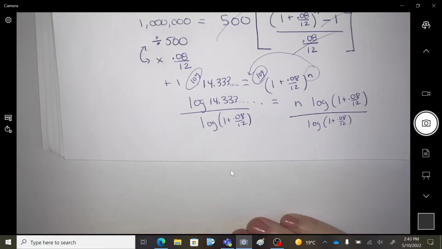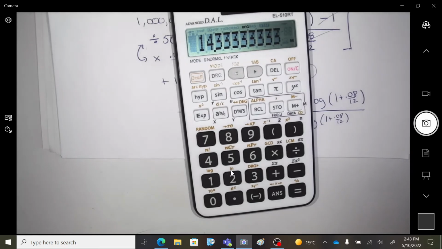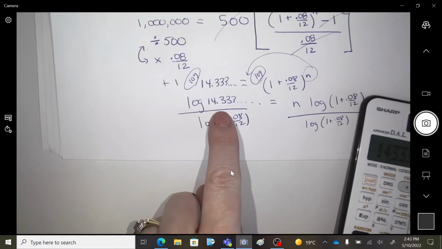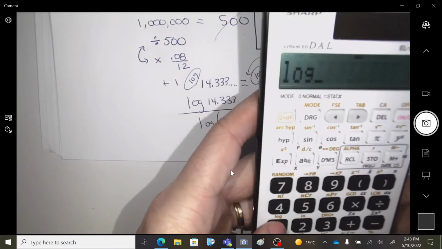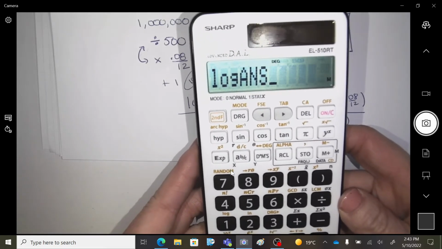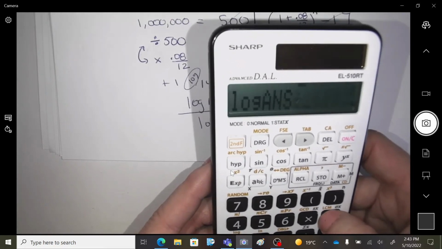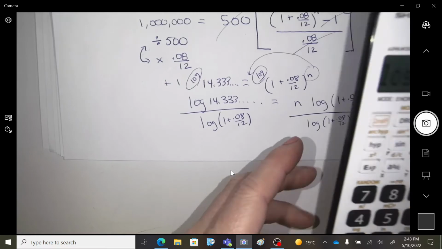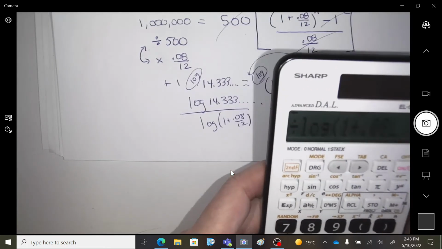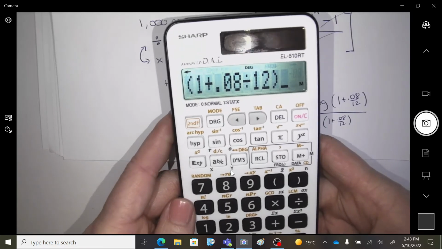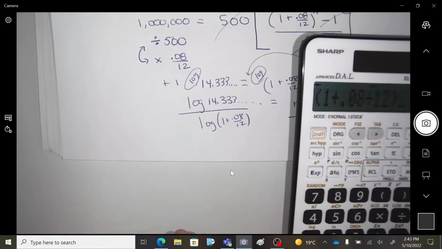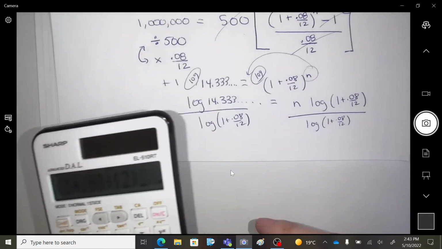Okay, let's see if we can type this without doing any rounding. Do you remember on my calculator I still had 14.333 in there? So I'm going to go log answer. Log of the answer, because then it's already doing that, divided by log, you have to have a bracket, 1 plus 0.08 divided by 12, bracket. Wait. Divided by? Yeah, I did log answer. Yep, divided by, brackets or no?